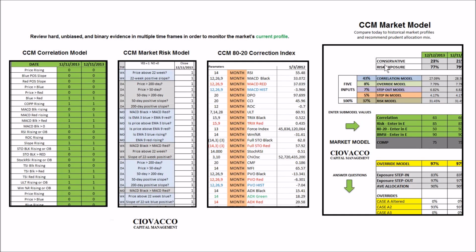Conservative assets can consist of cash, bonds, currencies, or any number of investment options.